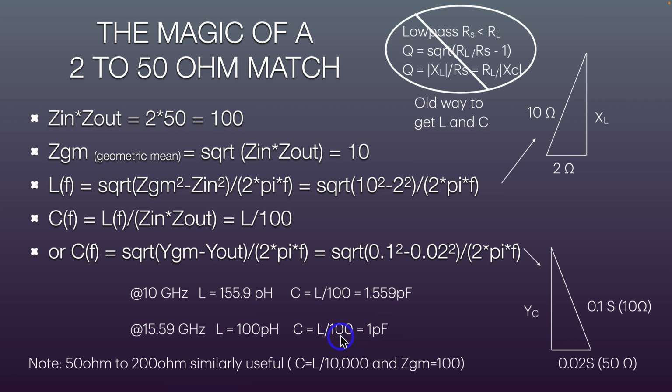Now, if you happen to be working in higher impedance circuits like antenna matching, a similar example that will give you some insight is a 50 ohm to 200 ohm. Since the C in that case is L divided by 10,000 and the geometric mean is 100, you'll have similar kind of nice, easy to see relationships on these.